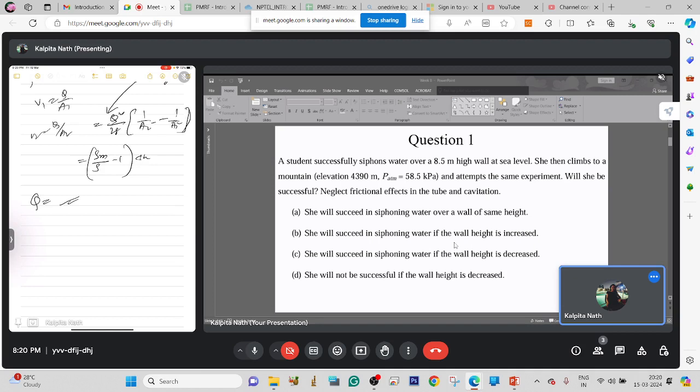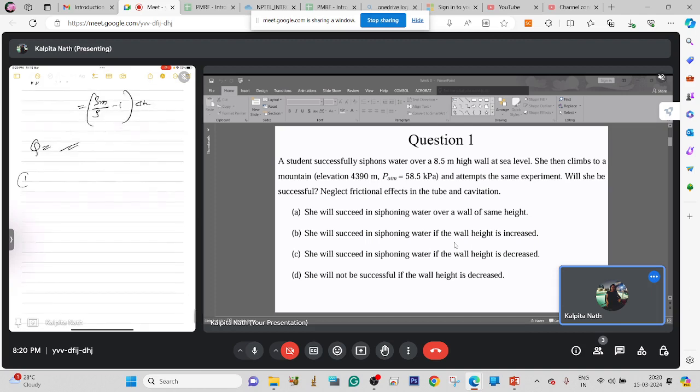Okay. So here we know that the atmospheric pressure is 101.325 kilopascal, right? At sea level. When she climbs the mountain, that pressure was 58.5 kilopascal. So obviously that is less compared to sea level.